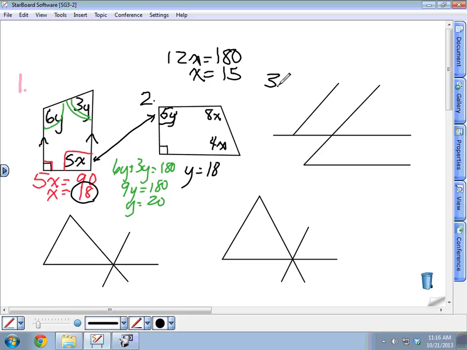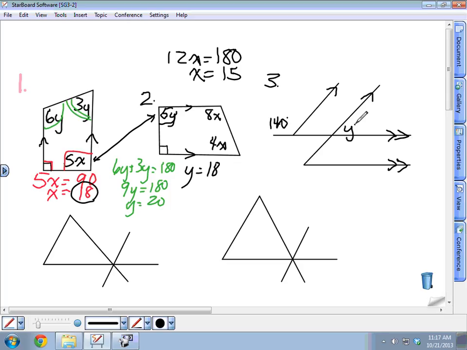You were given, oh, I forgot that we did know that those two were parallel. I forgot to write that on there. Okay, over here we have a set of parallel lines here and a set of parallel lines here. We've also been given that this is 140 degrees, and we have y over here.